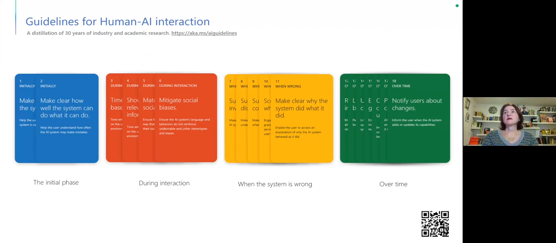And these guidelines are a distillation of 30 years of industry and academic research. So we took dozens and dozens of different research papers and articles from academia and industry and kind of funneled them down into these 18 cards or 18 guidelines. You can see that there are 4 groups here. Each one of these groups has the guidelines that are more relevant to this phase in the relationship between users and the system.